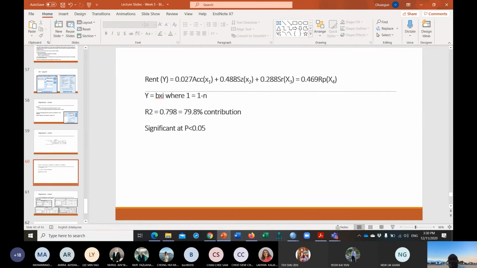Now, what we are trying to say is that all these factors are contributing 80% to income Y. And this is the level at which each of the factors contributes to the 80%. So this is plus, not equal to. This is plus.